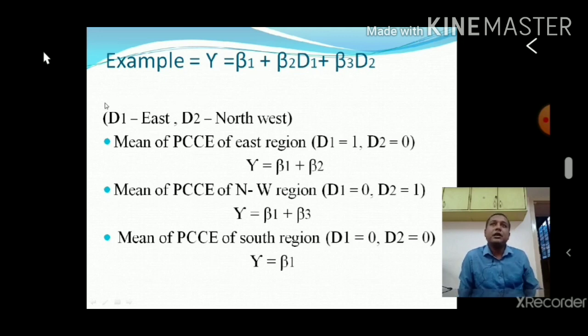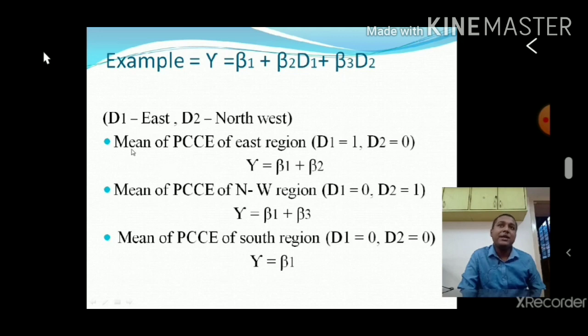We'll be assuming here D1 as East region, D2 as Northwest region. You can assume whichever region you want. So I am taking D1 as East region and D2 as Northwest region. So there is no South region. As I said, 3 categories, so m minus 1, the basic rule. So you'll be taking two dummies. One dummy you assign for one region, another dummy for another region. So D1 is east, D2 is northwest.